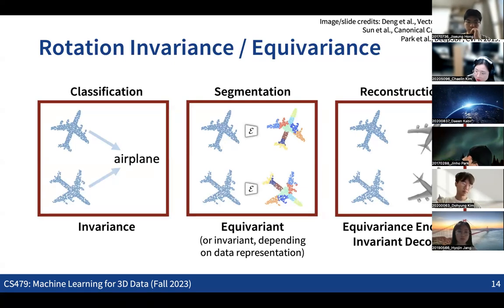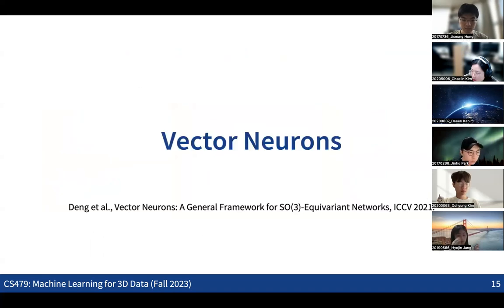And the segmentation is also another case where we want to achieve equivariance: if you change the order of the points, the order of all these semantic labels should change. And also for some reconstruction tasks, we want to combine an equivariant encoder and an invariant decoder, in terms of making the reconstruction process rotation invariant. So that's basically what we want to achieve using this neural architecture, which is the vector neurons. So let's briefly get into the idea of this neural architecture.